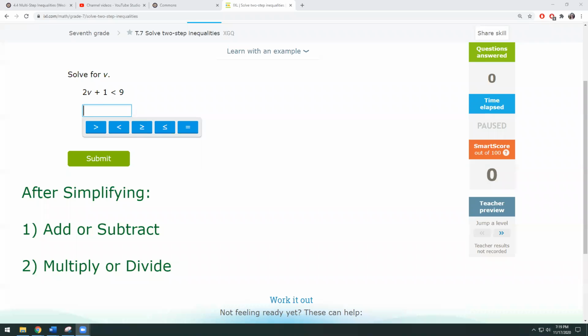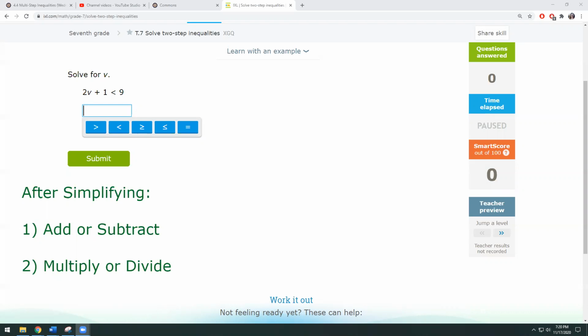So this is lesson 4.4, multi-step inequalities. Honestly, for this lesson, I'm just going to do a couple of problems. I've taught you everything that you need to know to be successful at this lesson. It's just kind of putting it all together.